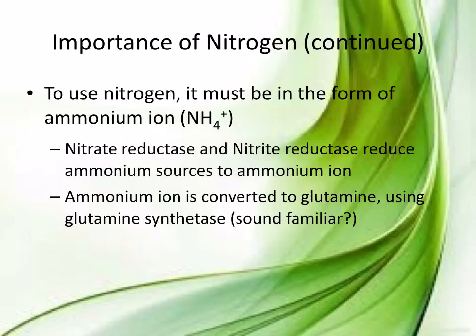Continuing on with nitrogen, to use the nitrogen, it must be in the form of ammonium ion in plants. And nitrate reductase and nitrite reductase are the enzymes that are reducing the nitrogen sources to the ammonium ion. And eventually, ammonium ion is converted to glutamine using glutamine synthetase, which we talked about in biochemistry.